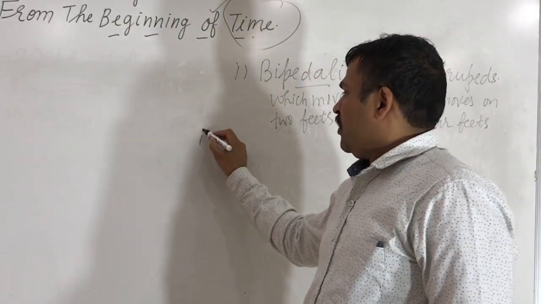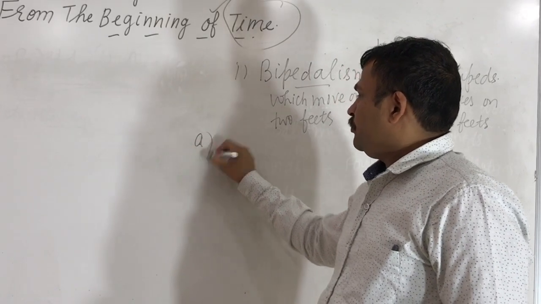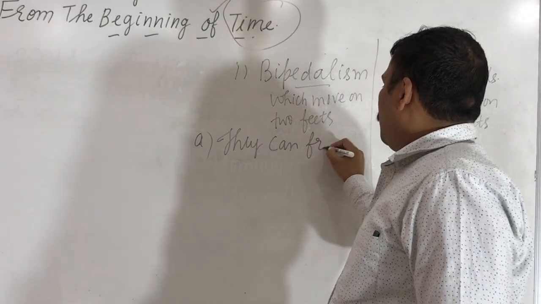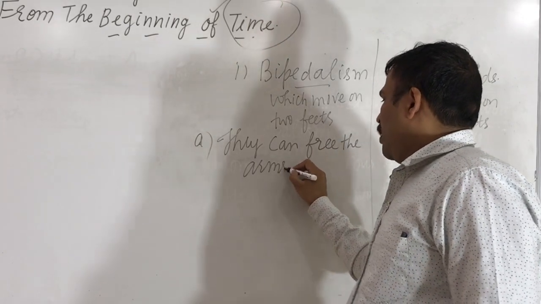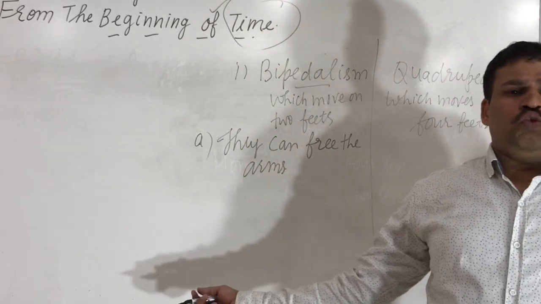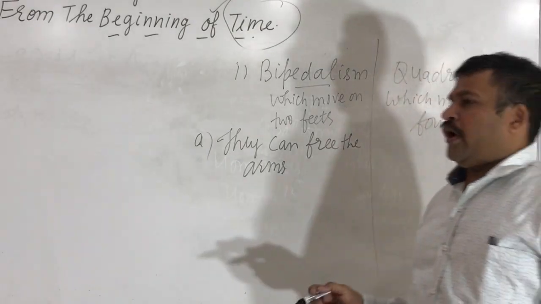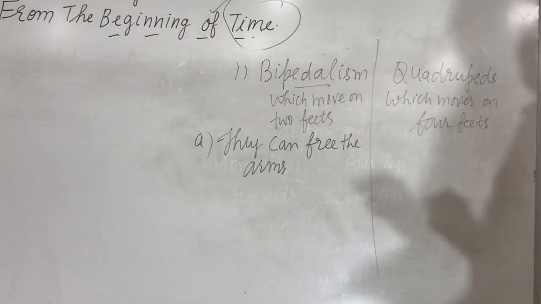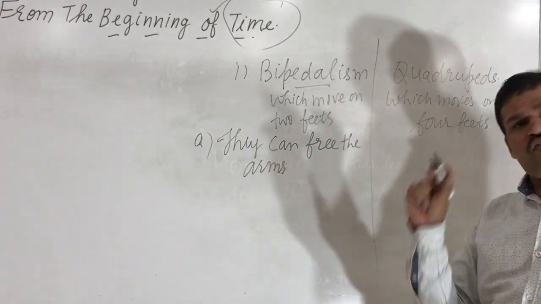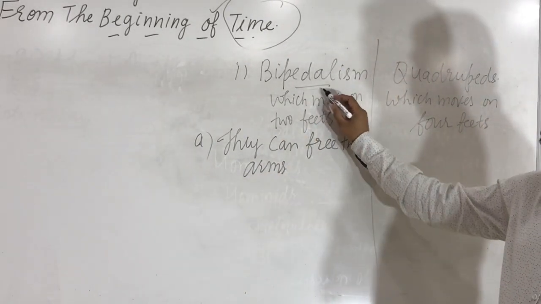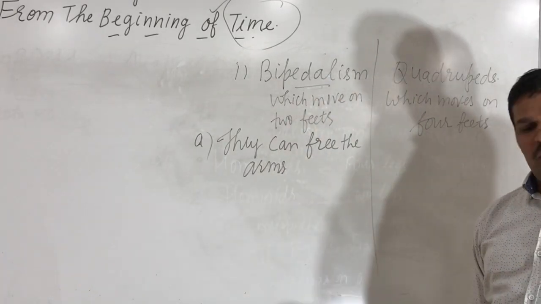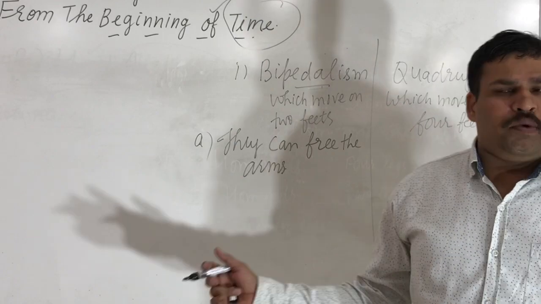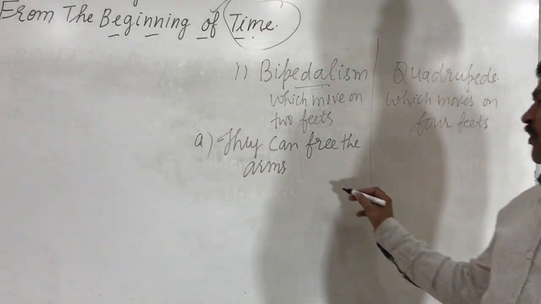The first thing: due to this, they can free the arms. You can see when we are on the 4 and when we come on the 2, a lot of difference comes. These hominoids, Australopithecus or primates, when they were on 4 legs, had some drawbacks. When we are on bipedalism, we have some advantages. Due to bipedalism, they can free their arms. As we come onto 2 legs, we can easily move.